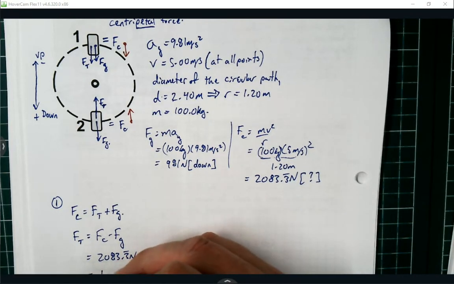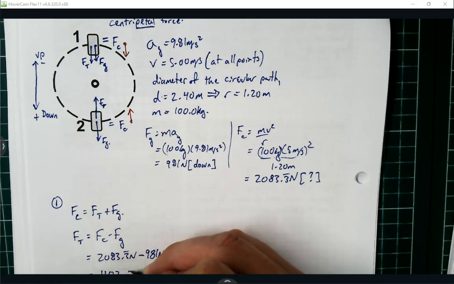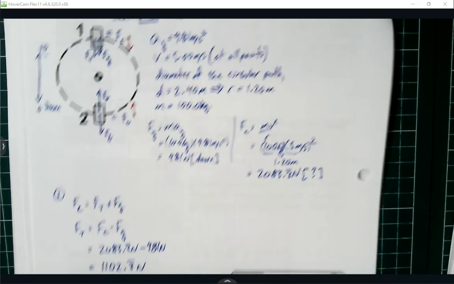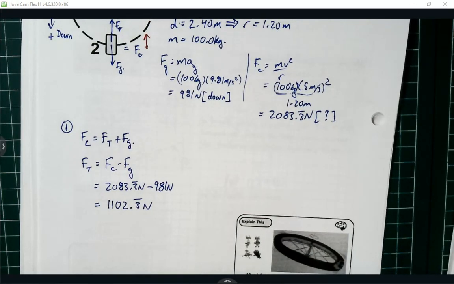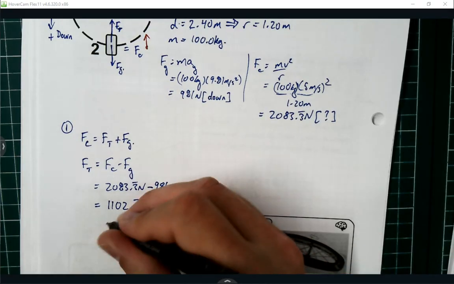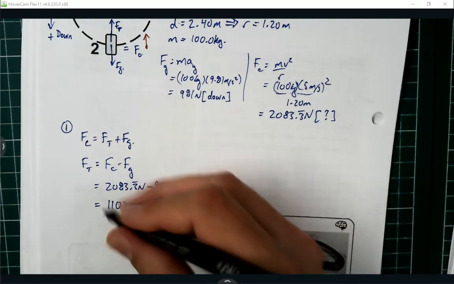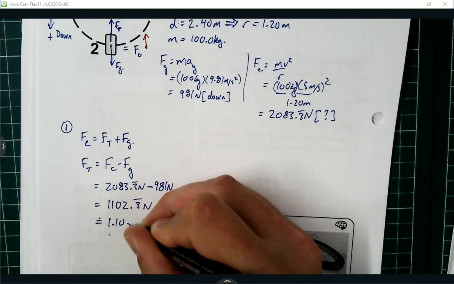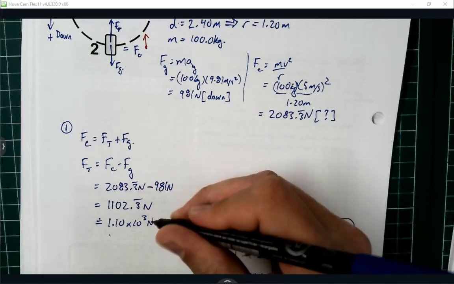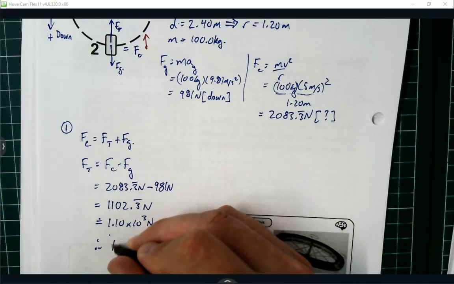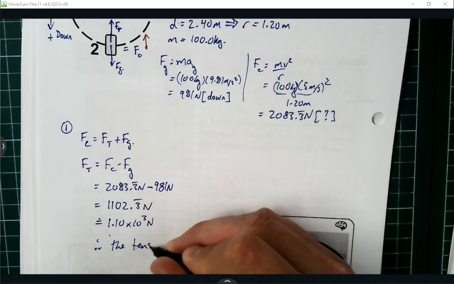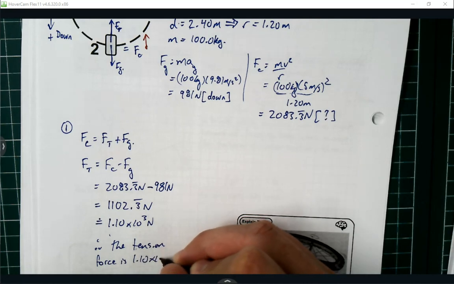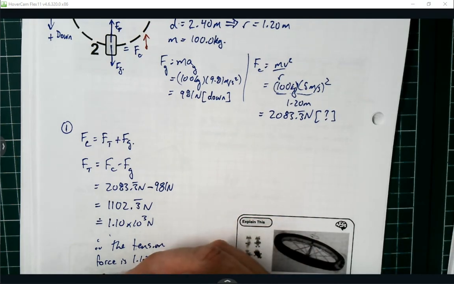And somebody who's quick on the calculator, tell me, do I have this right? Can I trust myself from the past? Is that the tension force? Yeah? All right. And I know I could round this off to 3 sig figs, it looks like. So, kind of annoyingly, 1.10 times 10 to the power of 3 newtons. So therefore, the tension force is 1.10 times 10 to the power of 3 newtons at the top.